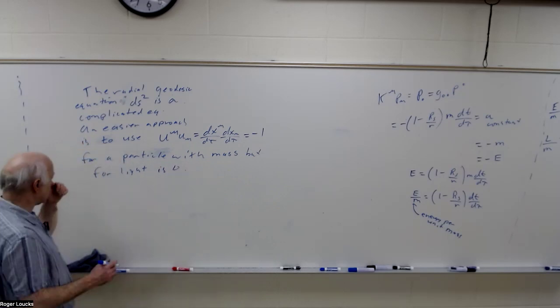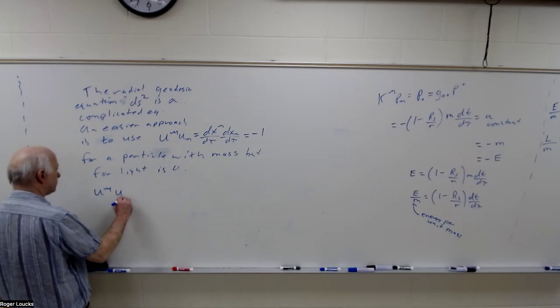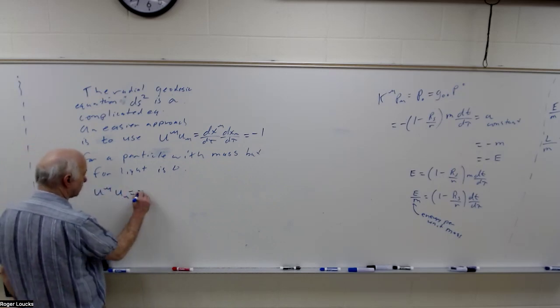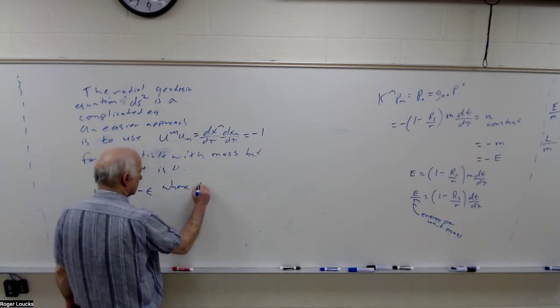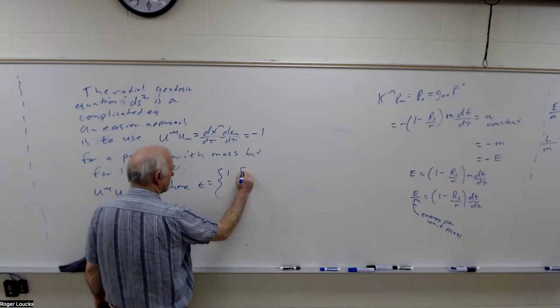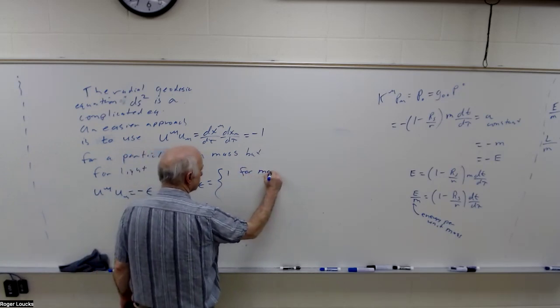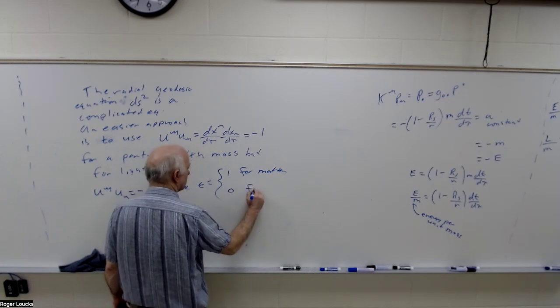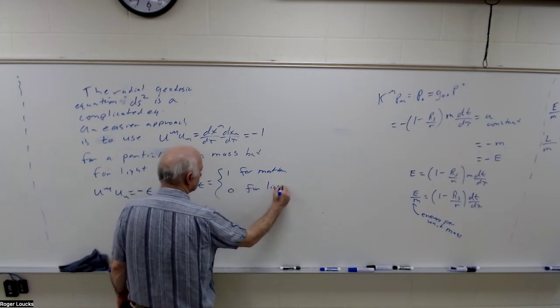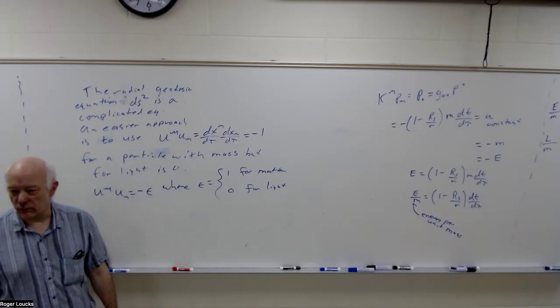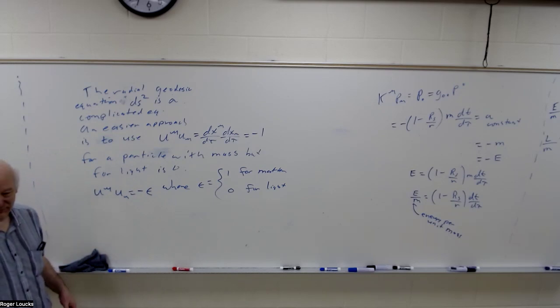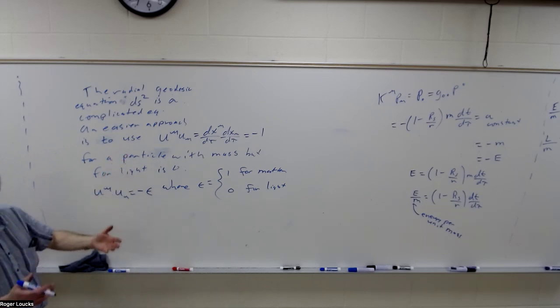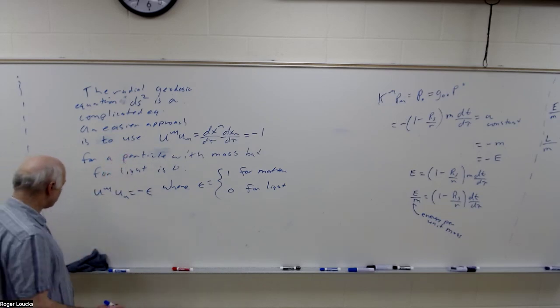What I'm going to do is say u mu u mu is going to equal minus epsilon, where epsilon is 1 for a massive particle and 0 for light. Maybe I should call it delta to make it look a little more like 1 over 0 for light. We can do whatever you want. It's your course time. The course belongs to the ages.